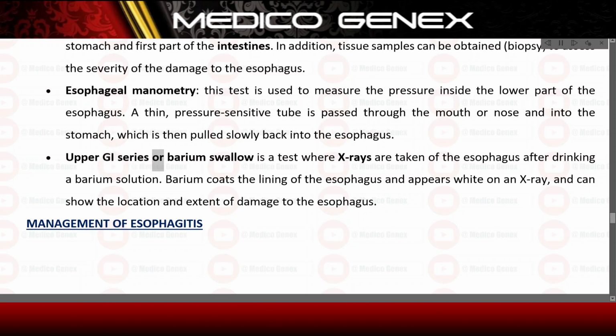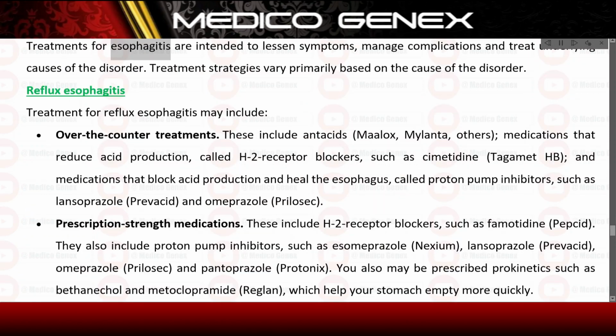Upper GI series or barium swallow is a test where X-rays are taken of the esophagus after drinking a barium solution. Barium coats the lining of the esophagus and appears white on an X-ray, and can show the location and extent of damage to the esophagus. Management of esophagitis. Treatments for esophagitis are intended to lessen symptoms, manage complications and treat underlying causes of the disorder. Treatment strategies vary primarily based on the cause of the disorder.